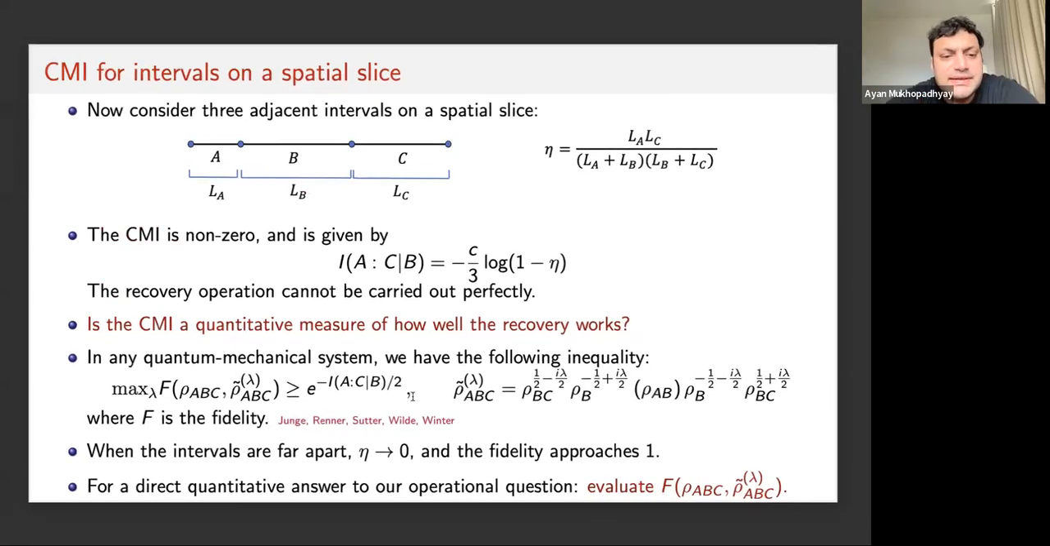Just Shreya, one question. Because you wrote greater than or equal to, is there an understanding that for an appropriate choice of lambda, you can always saturate this inequality? Yeah, that's a good question.